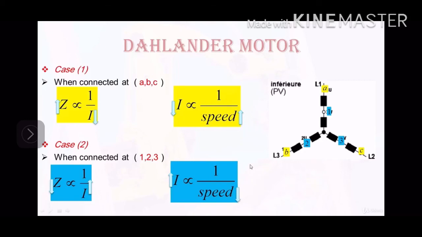So in conclusion, if we want our motor to work on the higher speed, we will connect it from A, B and C, and if we want it to work on a lower speed, we will connect it with 1, 2 and 3, as the impedance will be decreased.